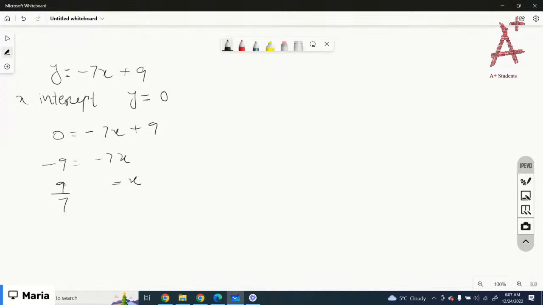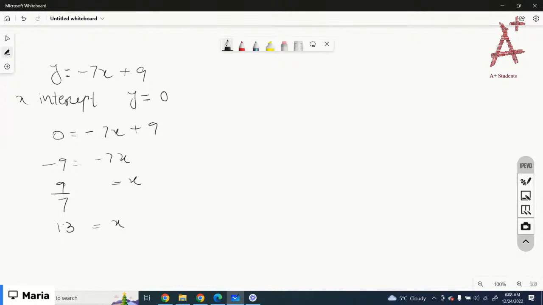Also, you can find the point in the decimals. It would be 9 divided by 7, which is 1.28, or you can say 1.3. Got it? So x equals 1.3.